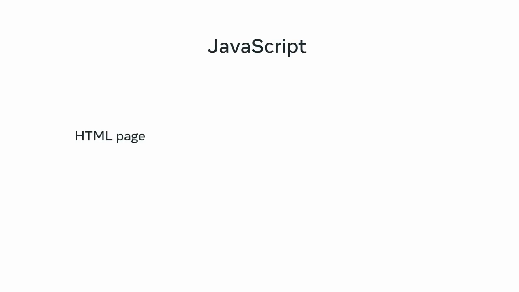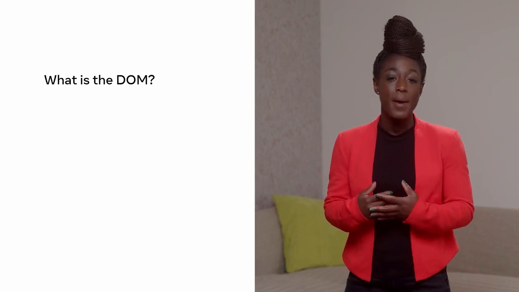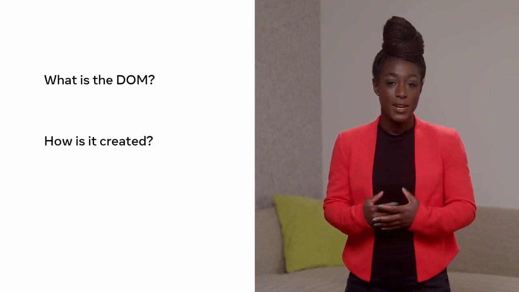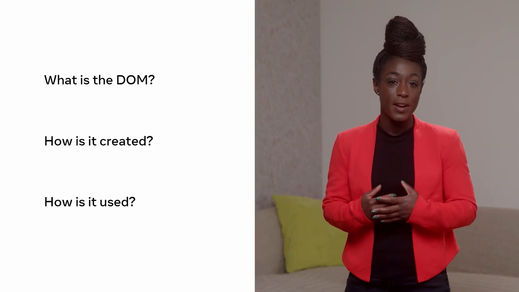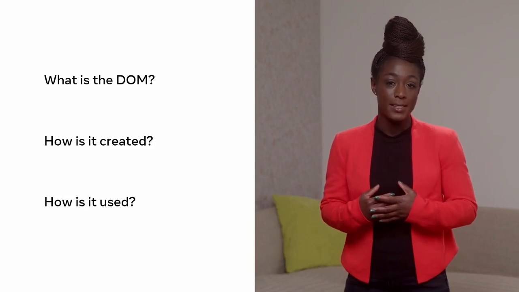Or, let me put it differently. An HTML document must be represented in a certain way so that JavaScript code can query and update it. To do this, we use the document object model. In this video, I will unpack what the DOM is, how it is created, and how JavaScript interacts with the DOM to make sites dynamic.